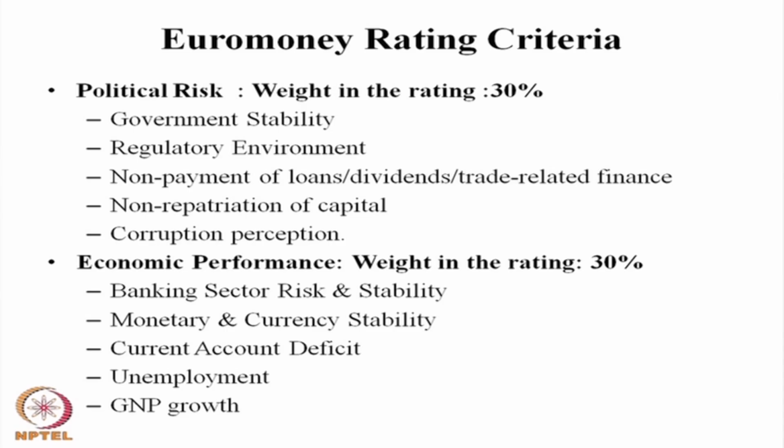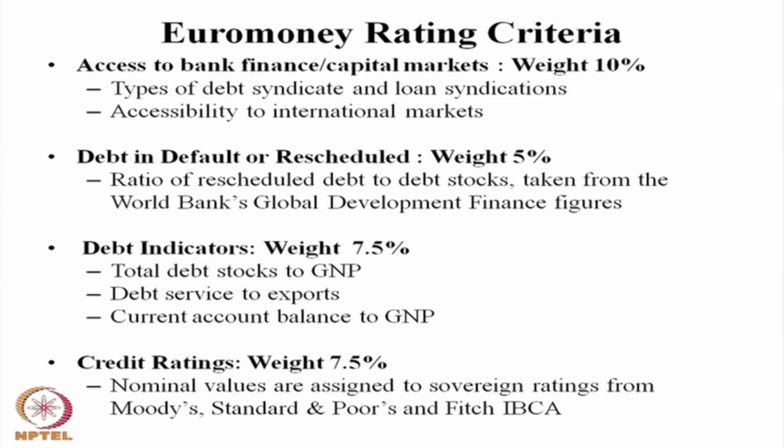Similarly, we have access to bank finance, that is called capital market access. Then also we have what is called debt in default or rescheduled debt. These are also parameters like ratio of debt, rescheduled debt ratio, World Bank and Global Development Finance figures also come over here. Then debt indicators of the country, like total debt to stock, total debt as a percentage of GNP, debt service to export, current account balance to GNP. So, all these things are part of the debt indicators.